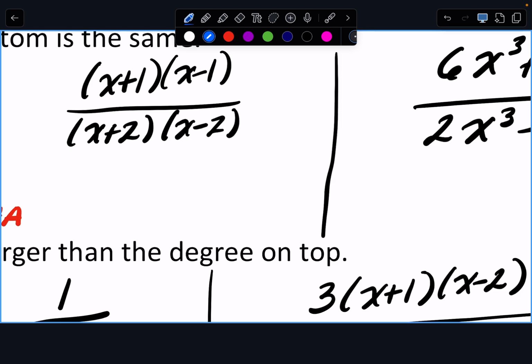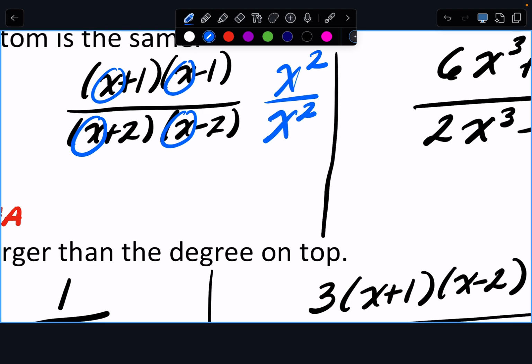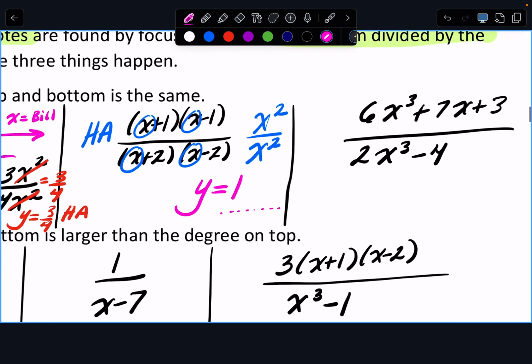On top, if it's factored, you've got to actually multiply it together. On top, we have x squared. On bottom, we have x squared. I'm not distributing anything else out. I only need the leading term for horizontal asymptotes. So I would just say that's all I need. What is x squared divided by x squared? 1. We would have a horizontal asymptote at 1.